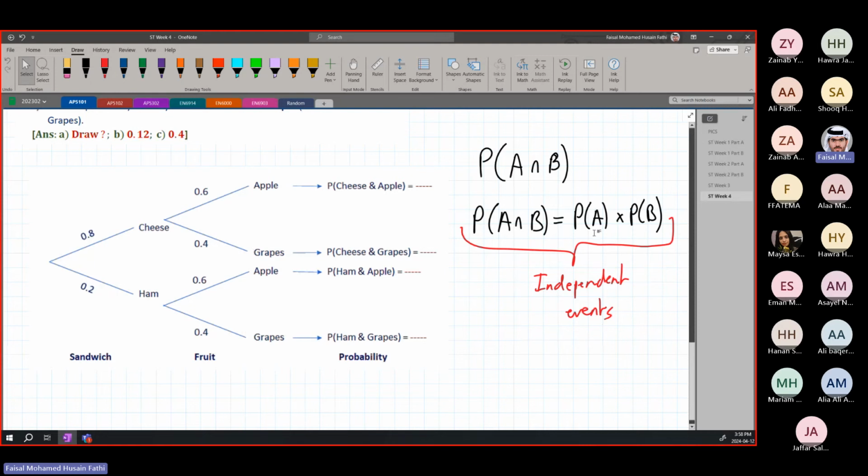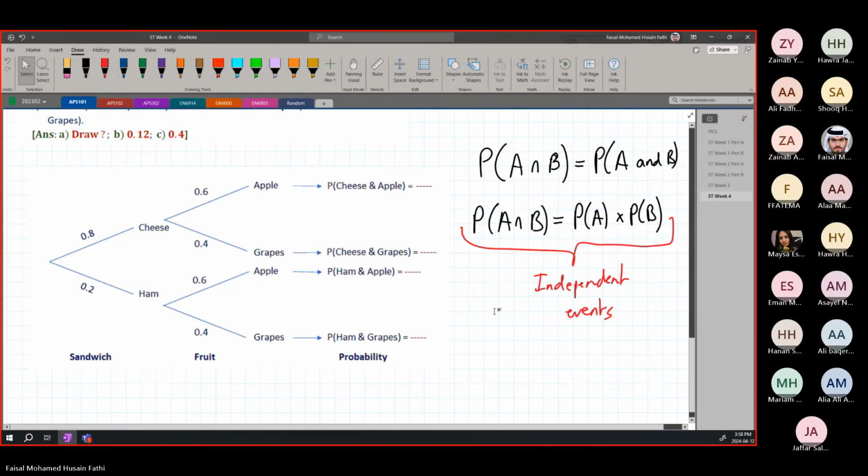If you choose A first and then B, or you choose B first and then A, it does not change the outcome of the events. One does not affect the other. The probability of A happening has nothing to do with the probability of B happening. Another way of writing it is A and B. In this question, he's choosing a sandwich that is cheese and apple, cheese and grapes, ham and apple, ham and grapes. So we have the and in this case, which is also the intersection. You should know this already from set theory from the first week.